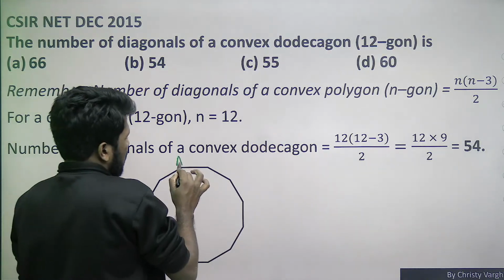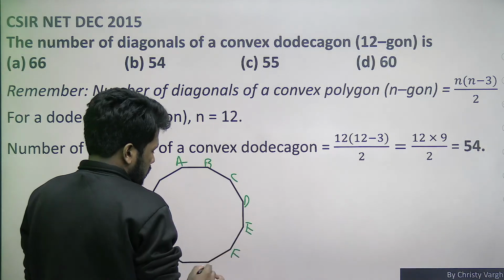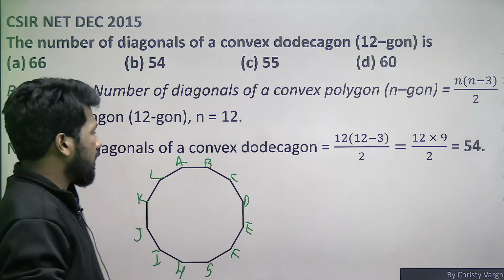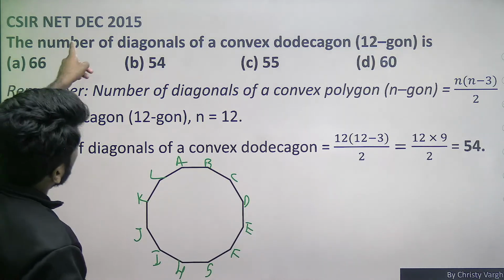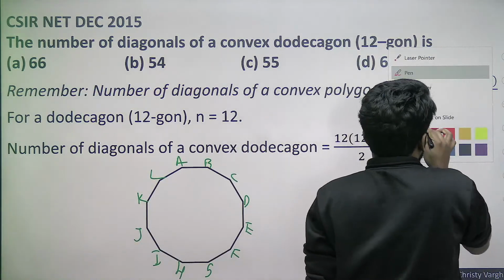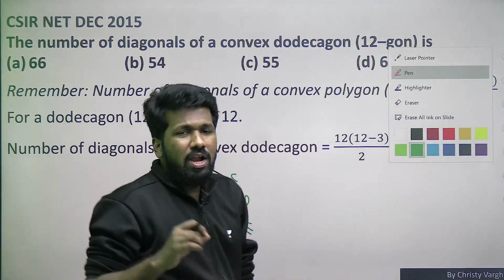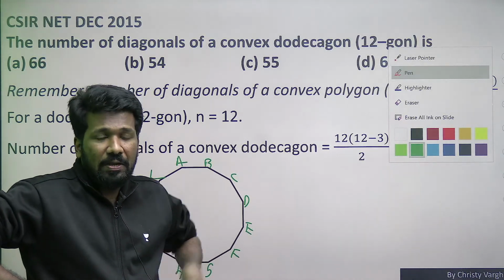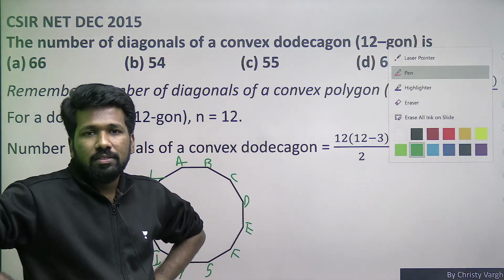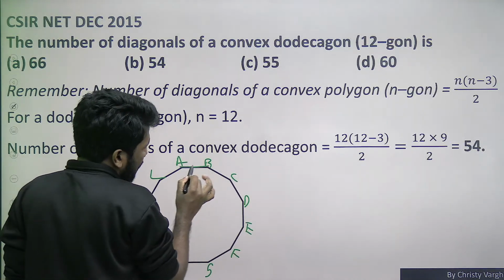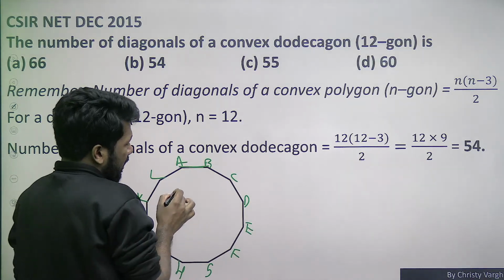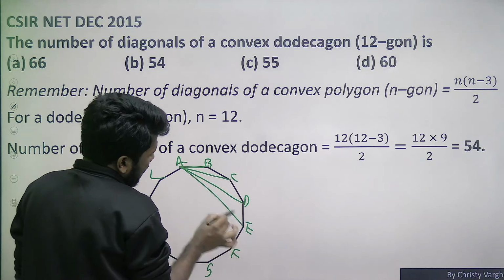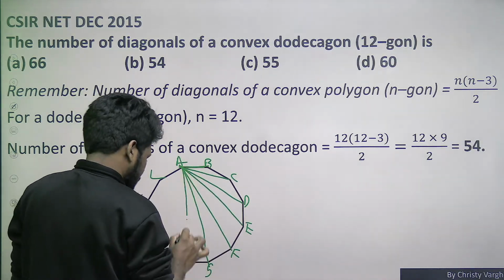So for example, if I am calling this 12-sided polygon A, B, C, D, E, F, G, H, I, J, K, L, these are the 12 vertices of that dodecagon. The question is asking the number of diagonals. What is the meaning of diagonal? A diagonal is a line segment joining non-adjacent vertices. If adjacent vertices are joined, that is not a diagonal. That is a side of the polygon itself. For example, A and B are adjacent. The line segment AB is not a diagonal. That is already a side of this polygon. But if non-adjacent vertices are joined, those all give diagonals. These are all diagonals. Are you all understanding this?